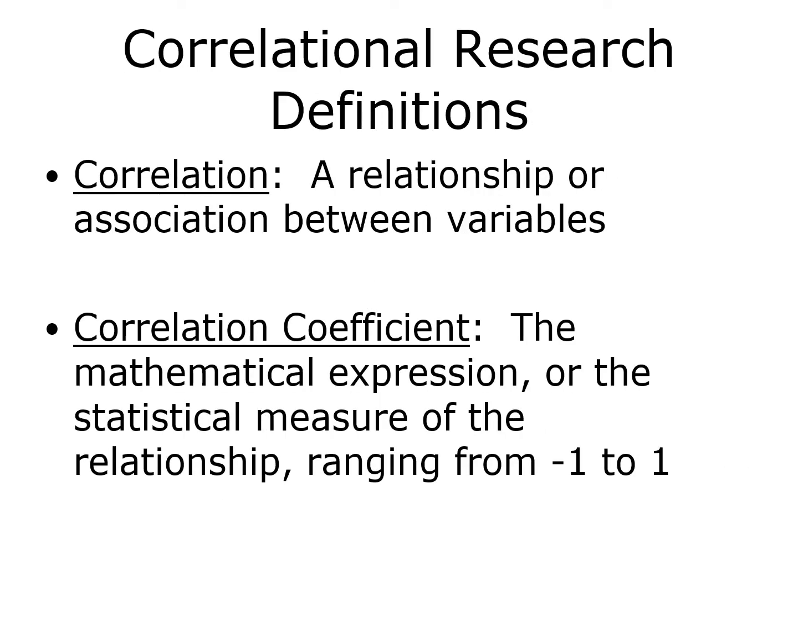Our definition for a correlation is a relationship or an association between variables. And in science, the science of psychology, we look at this in our research through what's called a correlation coefficient. Correlation coefficient is the mathematical expression or statistical measure of that relationship. Luckily for us in Psych 150, we do not have to worry about calculating a correlation coefficient, but you will probably see them in some of the research that we look at this semester, so it's important that you know what it is. That mathematical expression will always range between -1 and 1 on a number line.